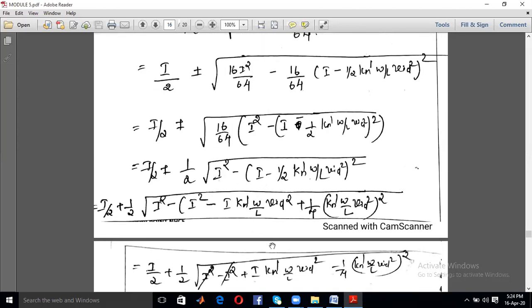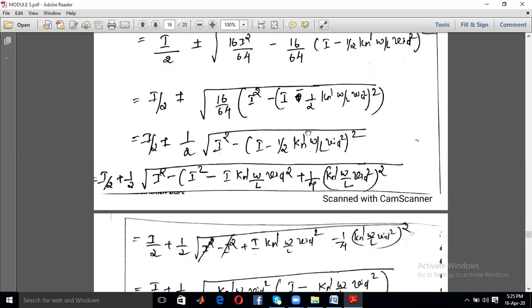Now I will simplify mathematically, that is, I'll open the bracket. Again you will expand this as a minus b whole square. So I by 2 plus or minus 1 by 2 square root of, you expand this a minus b whole square, so a square, that is I square, minus 2ab. So 2 into I into half, that 2 and this half will cancel. So the only remaining term is I into kn dash w by l into VAD square, plus b square. B square means this will become 1 by 4 into kn dash w by l into VAD square the whole square. Okay.